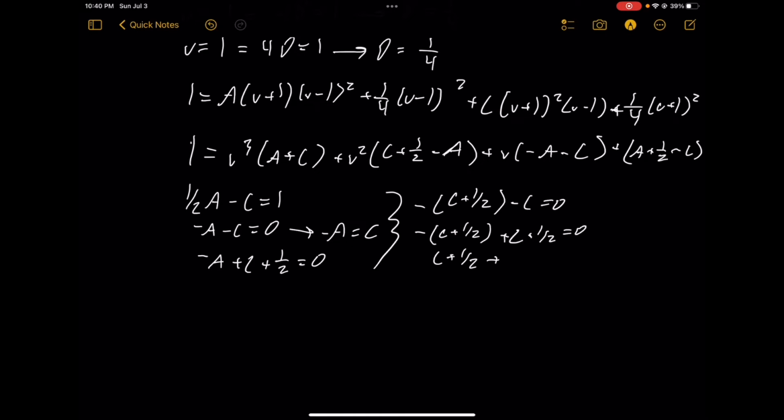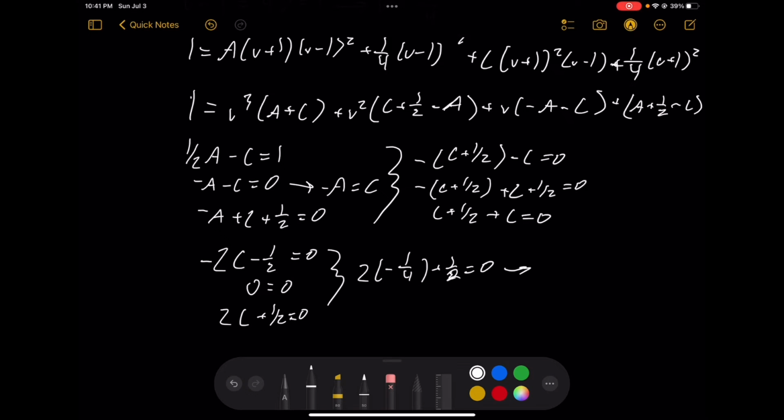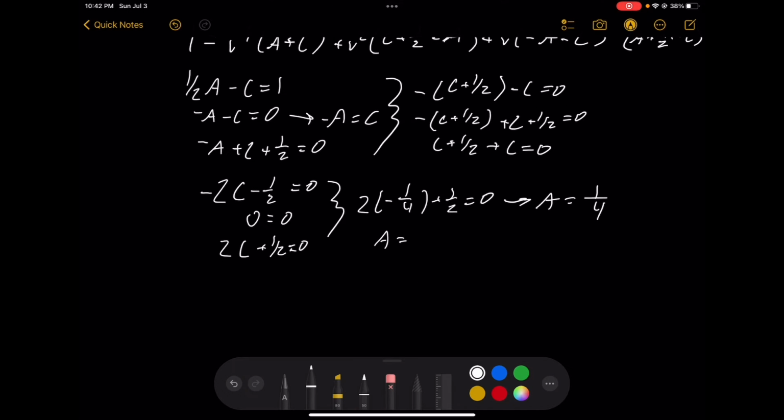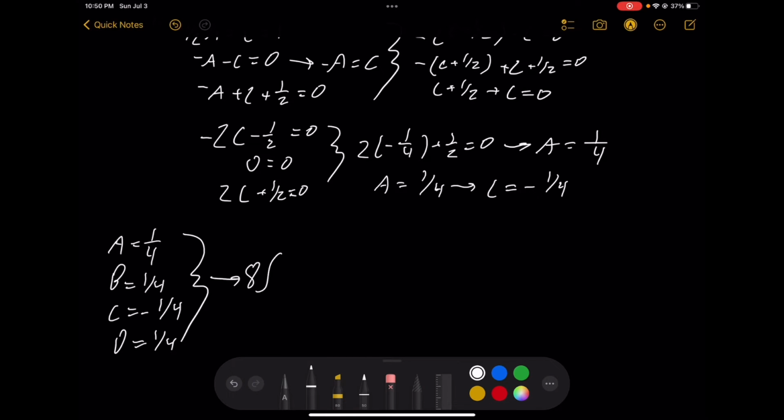This basically tells us what terms go to what terms equal 0. So now we have negative 2c minus 1/2 equals 0, 0 equals 0, and 2c plus 1/2 equals 0. And this tells us that c actually equals 1/4, and a equals 1/4, and since we said a equals negative c, c equals negative 1/4. So now we have the following values here, and we can put that back into our fractions.